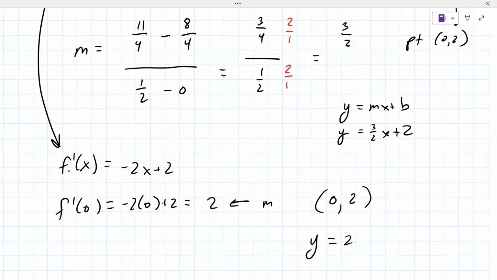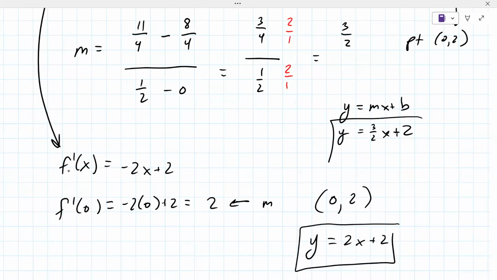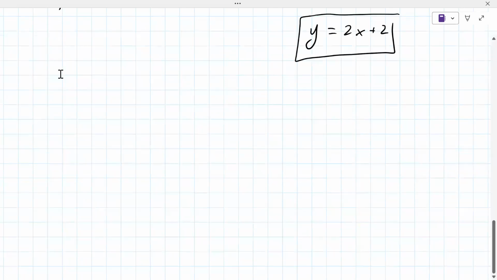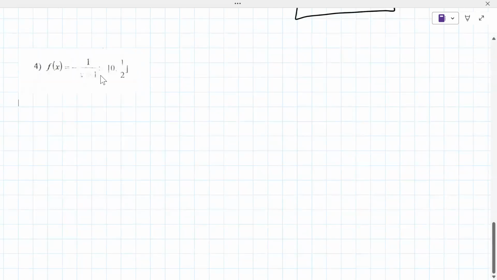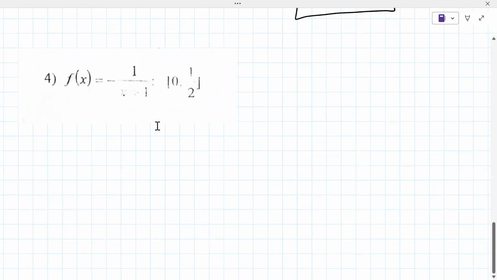So I would again use mx plus b for that. Okay. Those ones are good then. Okay. On to number 4. All right. Is that a negative in front? Yeah, it's negative 1 over x plus 1.